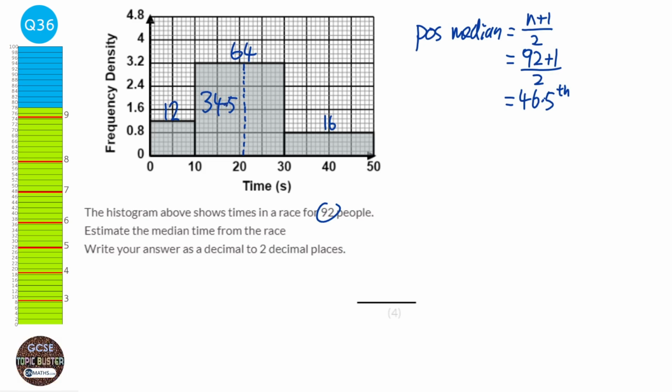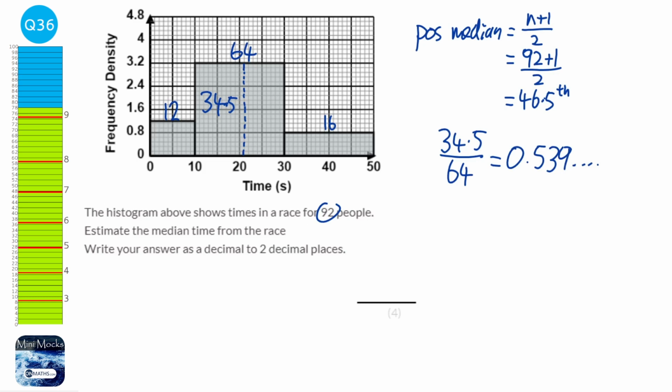So what fraction in that group is it? Well, the fraction will be 34.5 over the total frequency in the group, which is 64. And so you work that out on the calculator, divide that by 64, and you get 0.539 and so on. Okay, now we're not really interested in the frequencies, we're interested in what this distance here is. And so the total distance in the group is 20, the class width of the group. And so we want to find out what the 0.539 times the total class width is. So we're going to times that by 20.